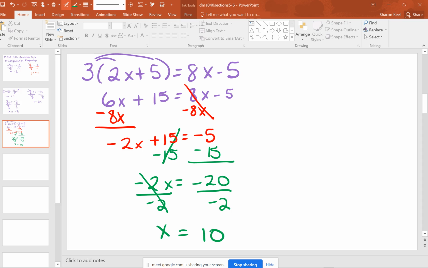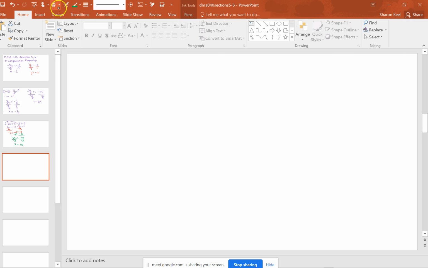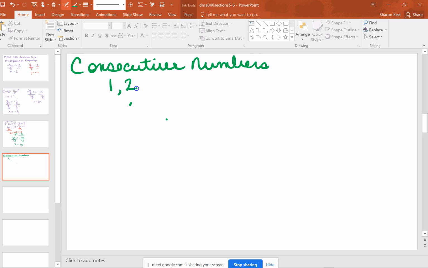As we continue in section 5, there's a couple of problems that are kind of in the form of a word problem, asking us about consecutive integers or consecutive odd integers or consecutive even integers. So what we want to do is see first and be sure we understand what that means. So consecutive numbers would be such as 1, 2, 5, 6. They are numbered one after the other.